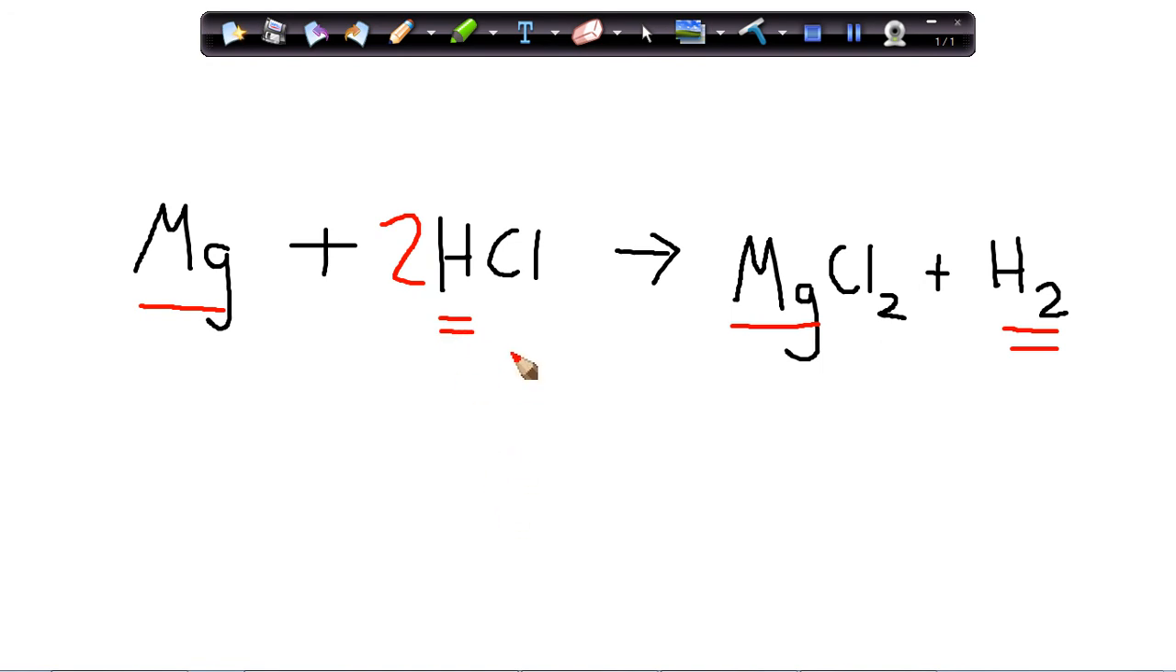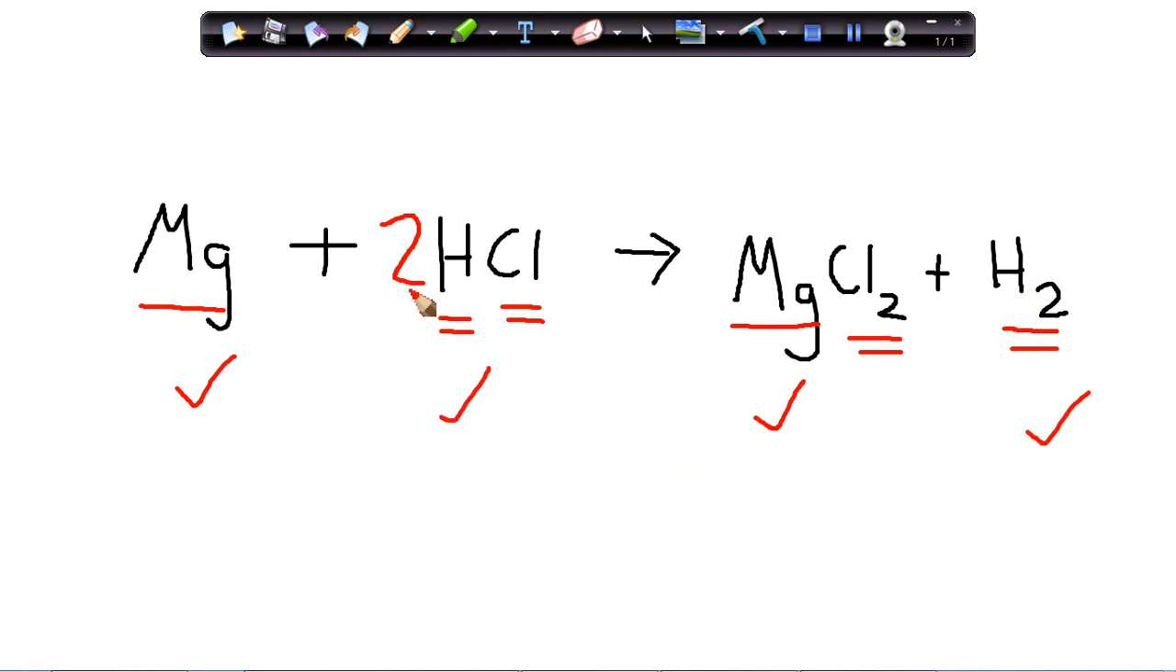So that works. That means now here I've got 2 chlorines, and over here, Cl2, I've got 2 chlorines anyway, so that still works. So go through and check that everything balances. 1 magnesium, so that's fine. 2 lots of hydrogen. So we've got 2 hydrogens here, H2 is 2 hydrogens on that side.